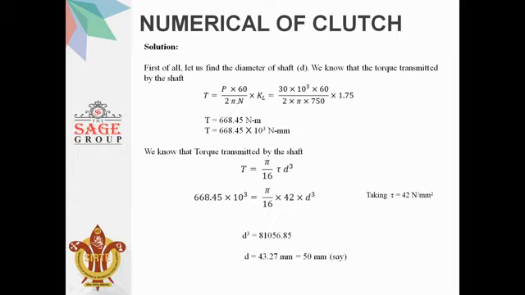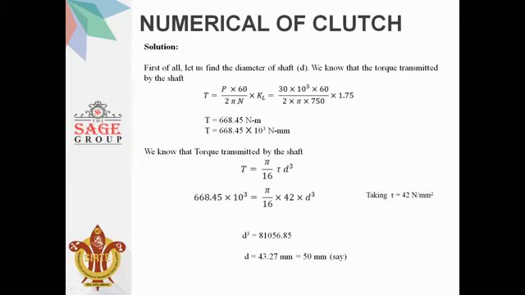And also we know that the torque transmitted by the shaft T is equal to pi by 16 tau d cube, which is the general relation in shaft design. So here we will put the values. We have identified the torque transmitted T is equal to 668.45 into 10 to the power 3, that is equal to pi by 16 tau d cube. Tau, we have taken as 42 Newton per mm square, which is the normal value for shafts. Generally, steel is used to make the shaft.